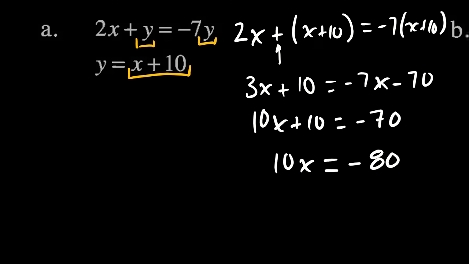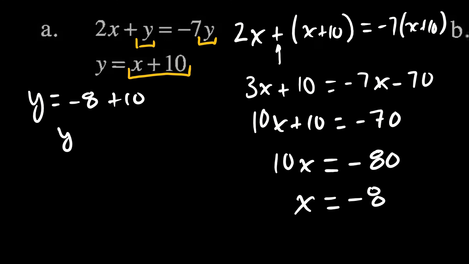And then I divide both sides by 10. Divide the left-hand side by 10, I have x. Divide the right-hand side by 10, I've got negative 8. So I think I know what x is. I believe x is negative 8. And I'm just going to plug that value into the second equation. When I plug that in, y will equal negative 8, that's what I found x to be, plus 10. So y equals the number 2.